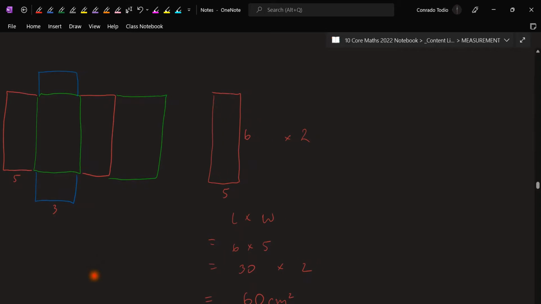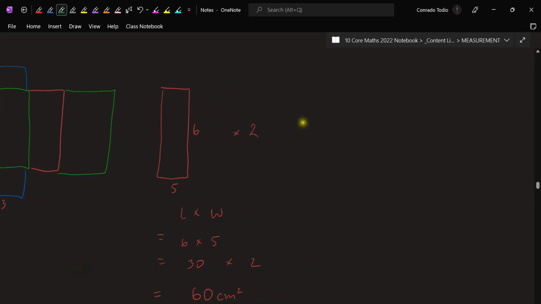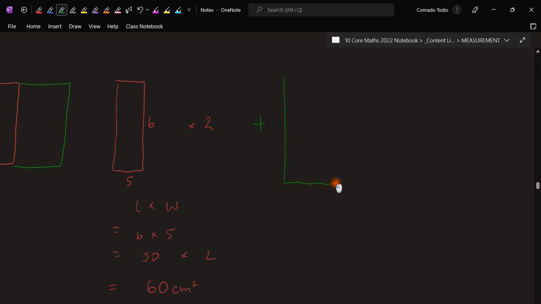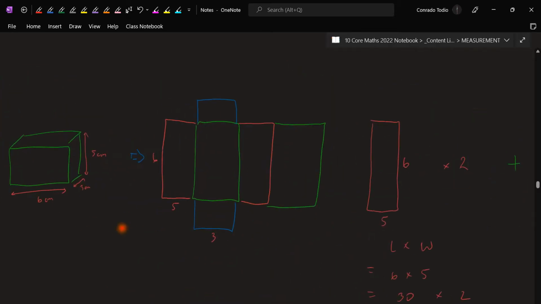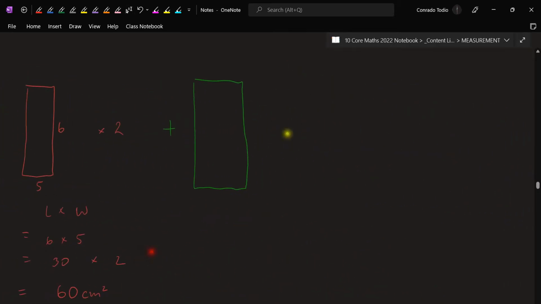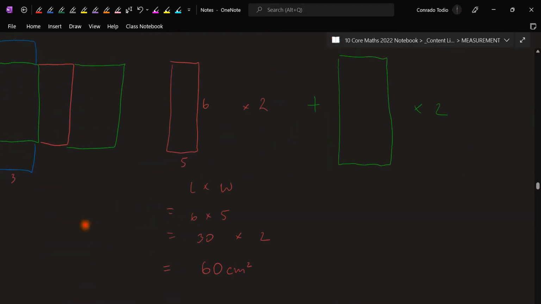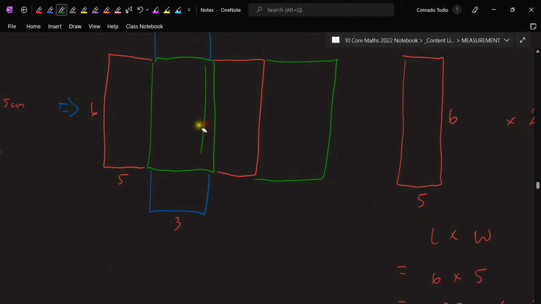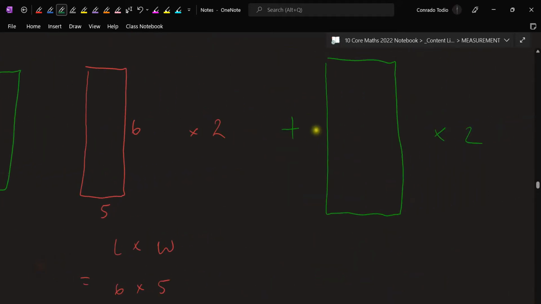Next one is the green. Okay, let's do the green. So that's that. Now let's add the green rectangles. Again, I can see that there are 2 green rectangles there. So multiply it by 2. Now with the green ones, I know that the length is 6. So this is 6. Okay, so that's going to be 6.